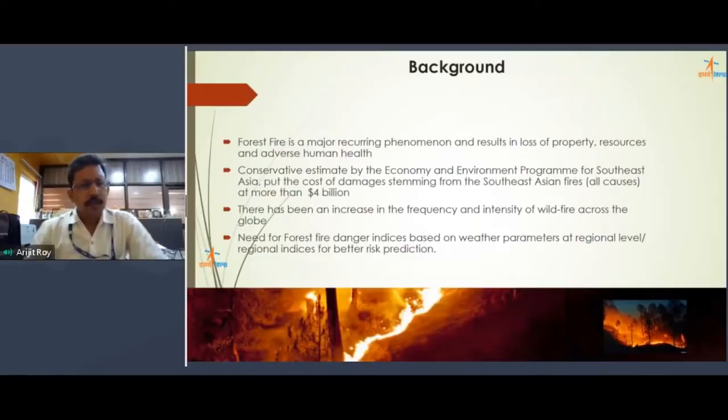And there has been an increase in the frequency and intensity of forest fires or wildfires across the globe. So this requires forest fire danger indices as well as monitoring, both at global as well as regional level, which will help us with better risk assessment and prediction. So we should understand what exactly the phenomenon is and how it is influenced, especially in the Southeast Asian or South Asian region, specifically the Indian subcontinent.